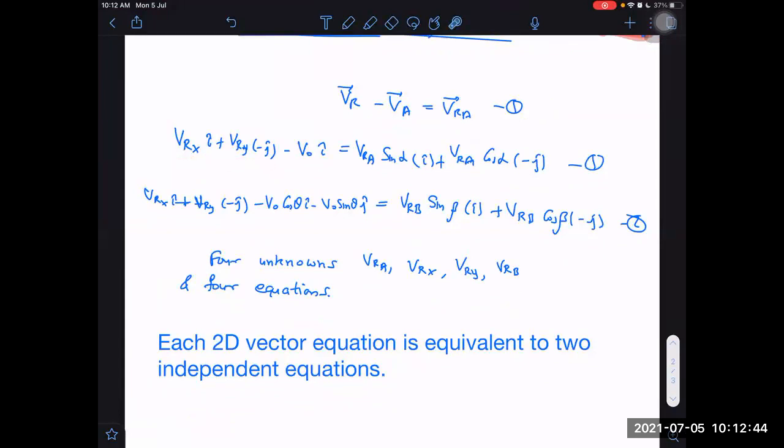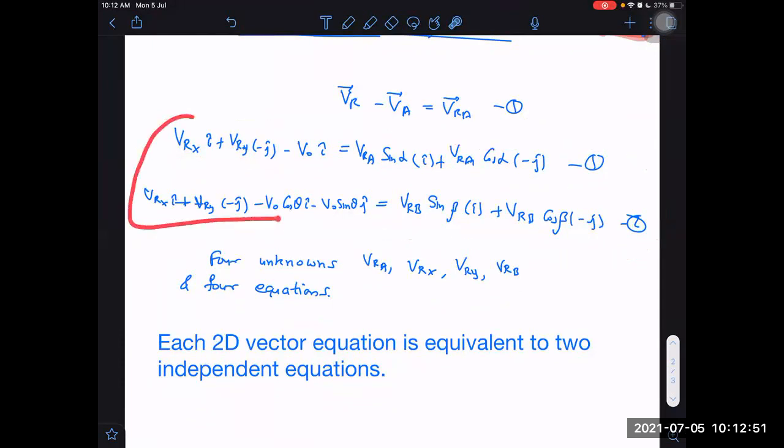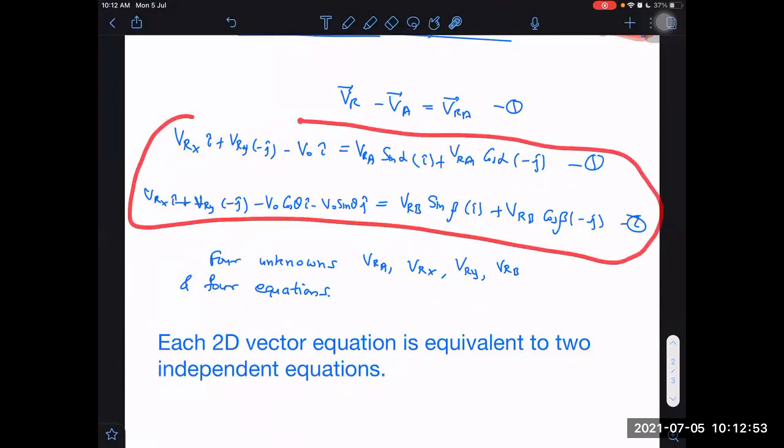You have not seen these equations? Have you not seen these equations? You tell me. No, sir. For me, it's not visible now also. Now it's visible, sir.